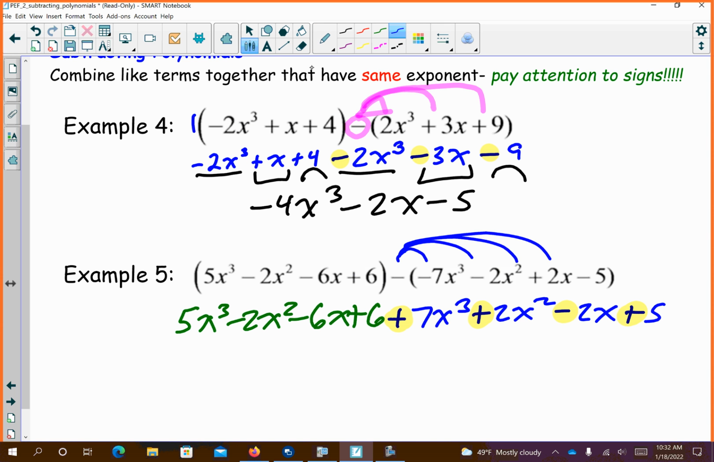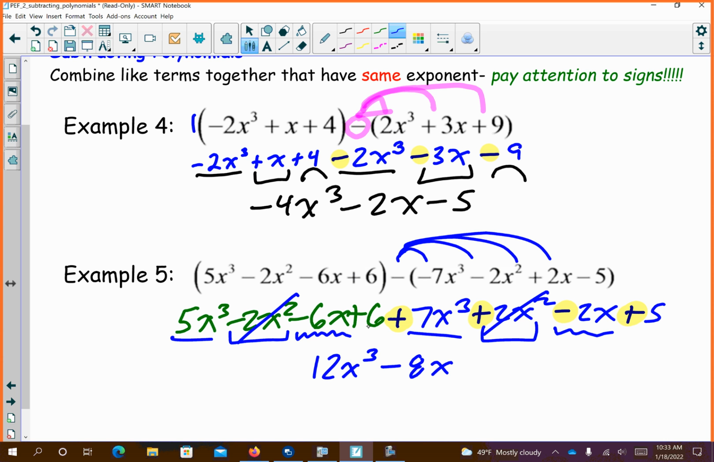Okay? So x to the third looks like the biggest. So 5x to the third added to 7x to the third, I believe, is 12x to the third. Please notice the exponents haven't changed. They stay as is. Negative 2x squared plus 2x squared. Do they cancel each other out? Yes, they're gone. And then I have negative 6x, negative 2x. That's negative 8x. And then my last thing is this and this, that plus 11. So it's okay that something fell out, but that's our answer.